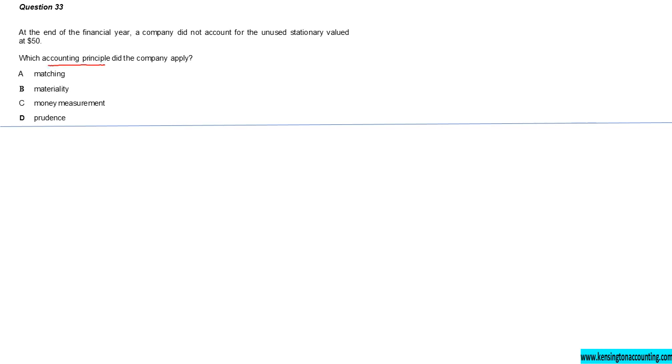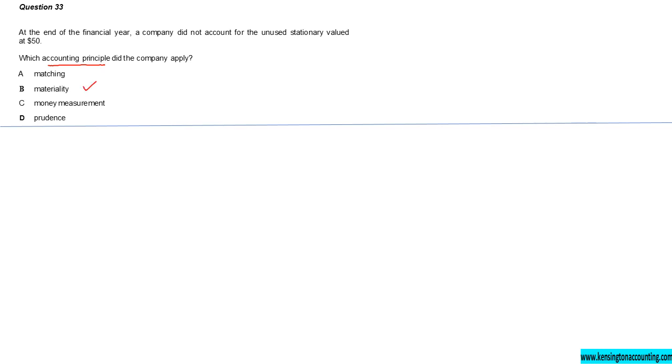Okay, it says the company did not account, therefore it did not record at all, unused stationery valued at $50. Now, because it is such a small amount, obviously it's got nothing to do with matching, it's nothing to do with money measurement, prudence, that's something else. The correct answer is materiality.